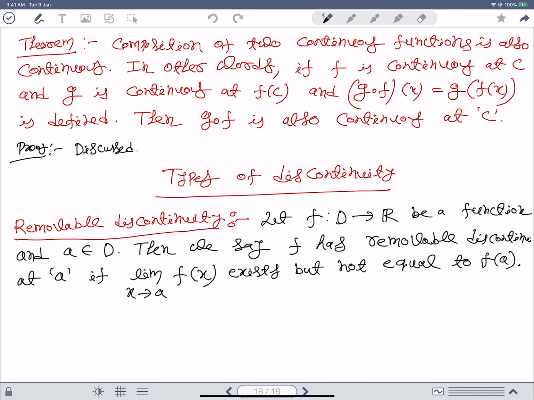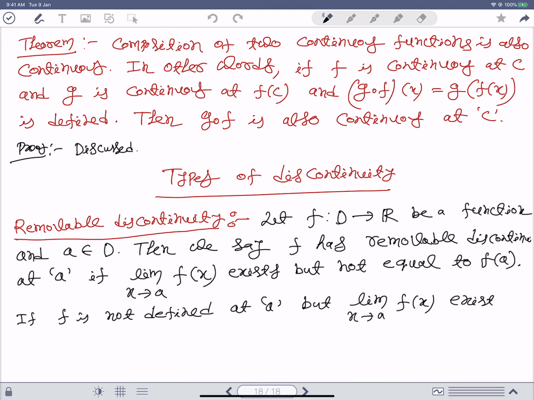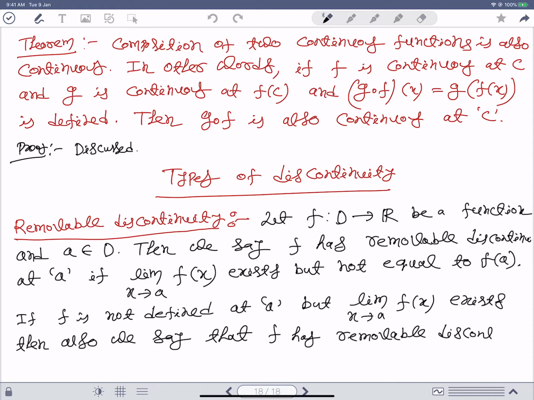Now sometimes if f is not defined at some point a but the limit of f of x as x tends to a exists, then also we say that f has removable discontinuity at the point a.